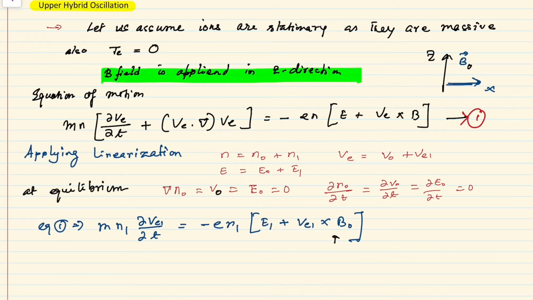So hope you have understood this. Now here you can see this n1 and this n1 cancel each other from both sides, and this equation implies m del Ve1 by del t is equal to minus e E1 plus Ve1 cross B naught. This is suppose equation number 2.